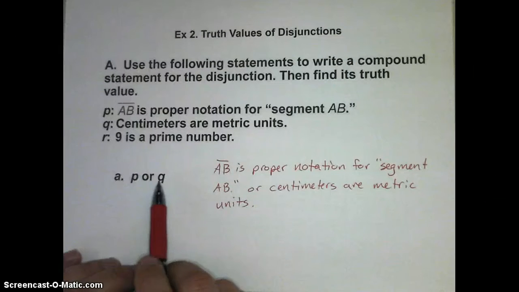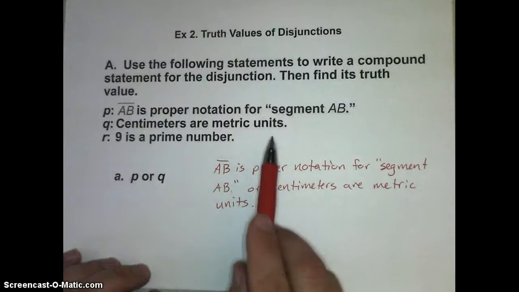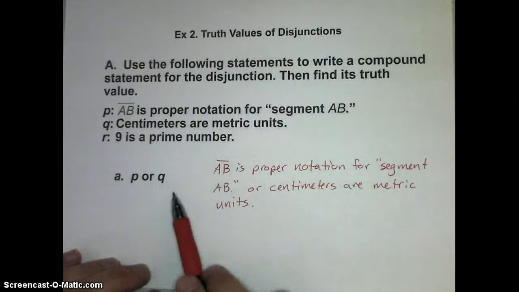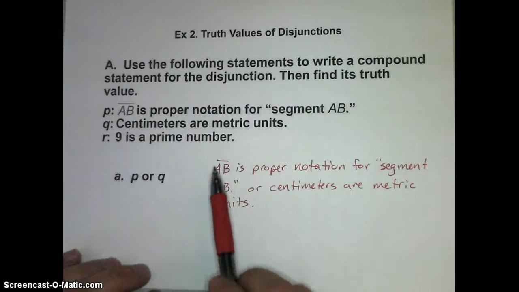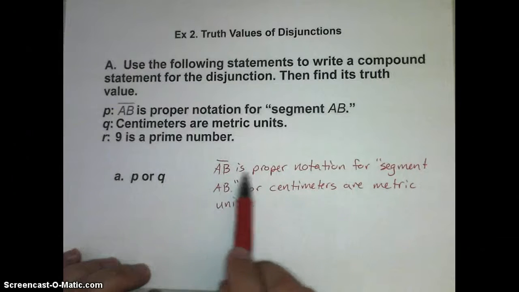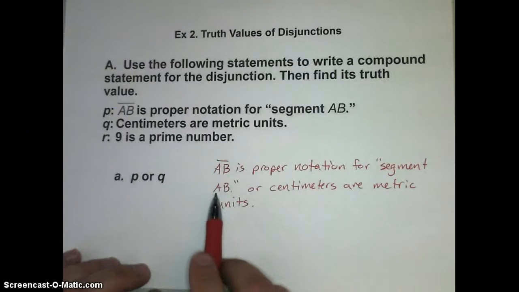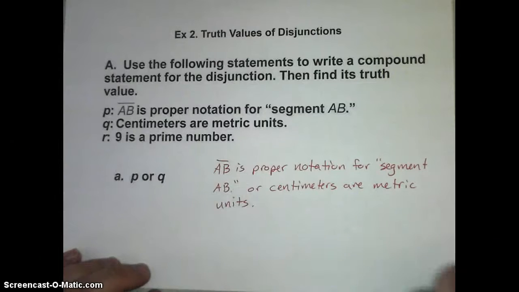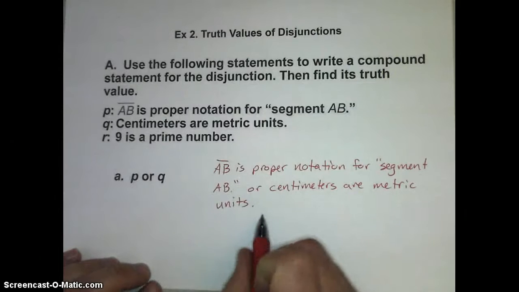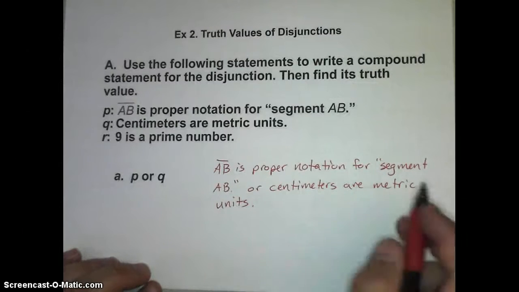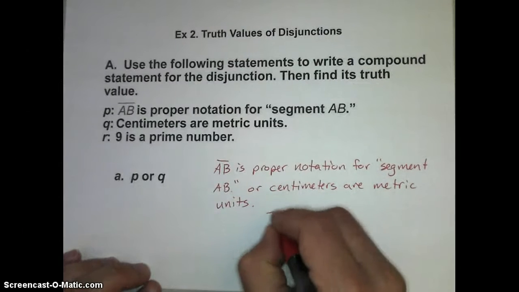Now, in order for this to be true, one or the other of the 2 partial statements must be true, not both, at least one. Since AB is proper notation for segment AB, that is true, we can already tell that this statement is true. Centimeters are metric units, that is also true, but all we need is at least one.